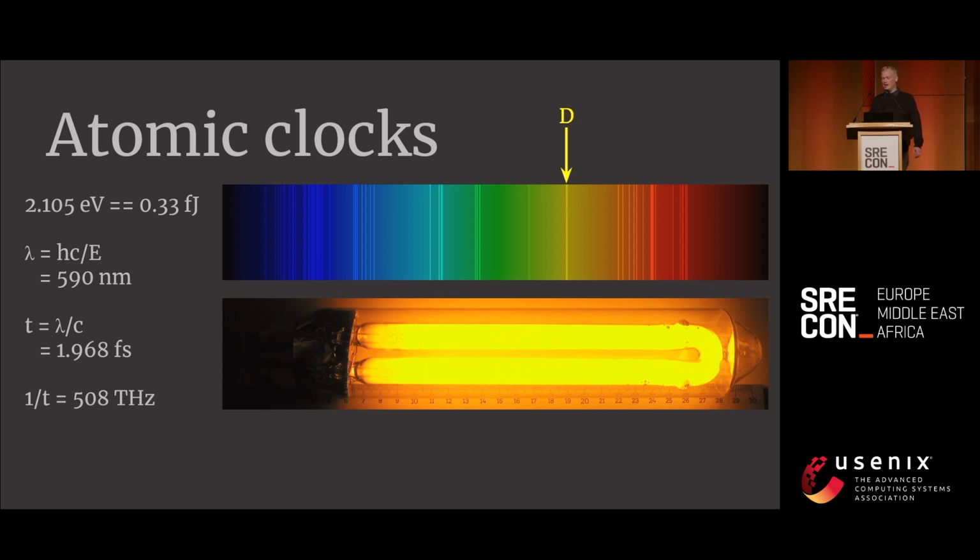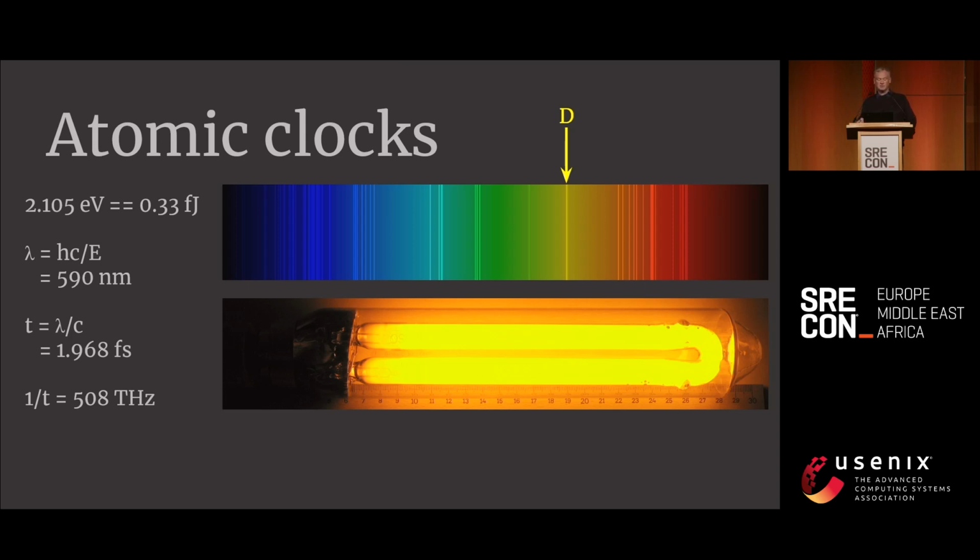Yes, okay, it's a light bulb, but the specific property of this light bulb also makes it a very accurate clock, except we're missing the counter. This is the emission spectrum of sodium. You may recall from school science lessons that different elements have different spectral lines.